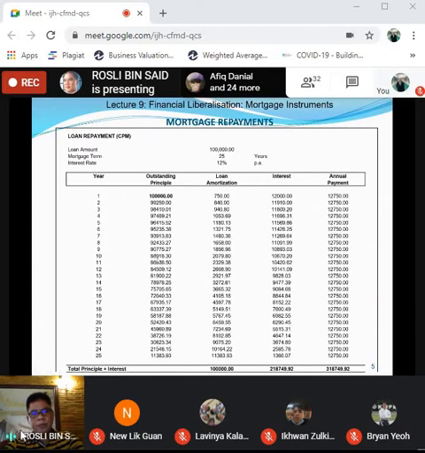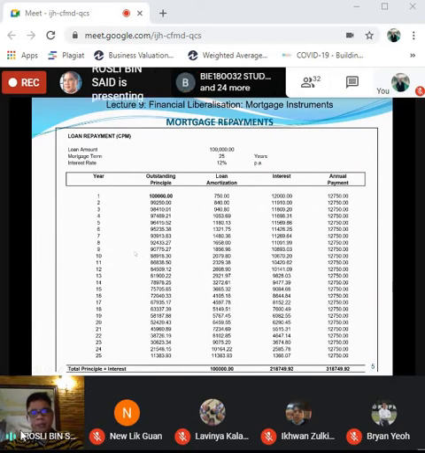99,000, so almost 100,000 already here. And then 130,000 deduct 100,000, so the profit that you make is basically 30,000. So that is the gross profit.